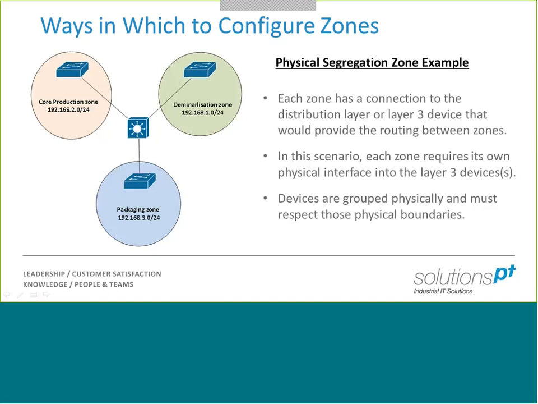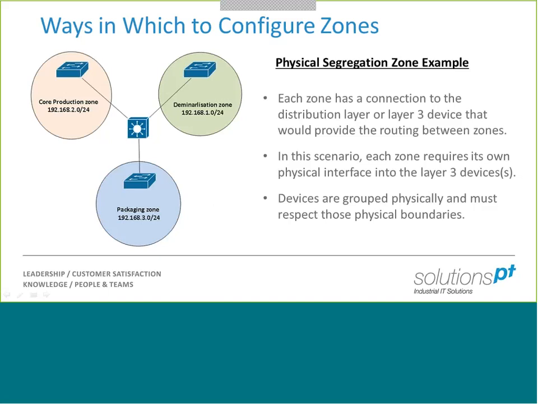So the only way that a device in the packaging zone could talk to a core production zone device would be by going through this layer 3 switch. It's at that point we can start implementing some security controls, some access control lists and that kind of thing. Obviously the issue we've got here is that we are bound by these physical boundaries.